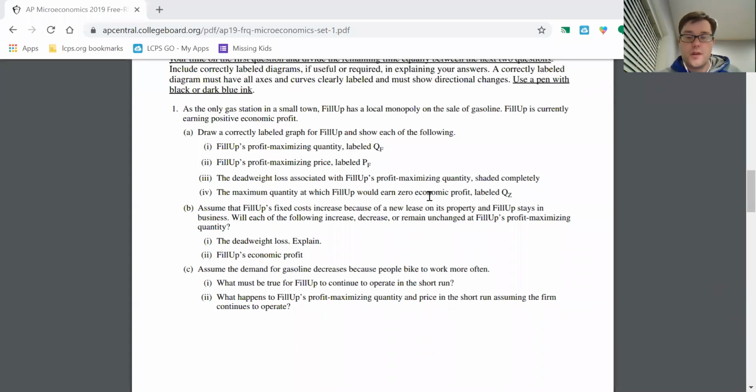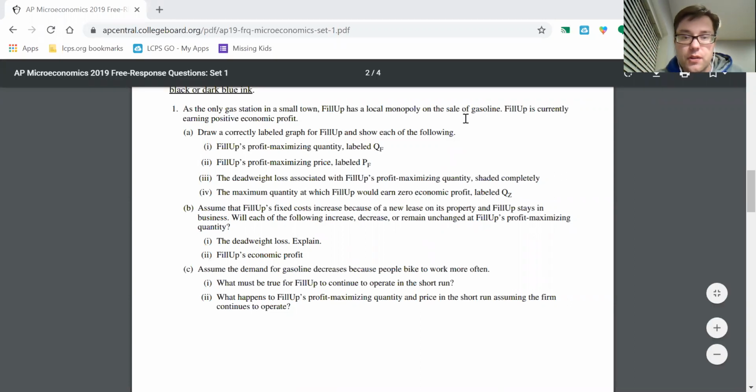First question. This is the long FRQ, but actually looking at this question, it is fairly short. There's an involved graph here, and you do need to know quite a bit for this question. But all said, I think this question is pretty manageable and fairly short. So let's see. I can annotate this.